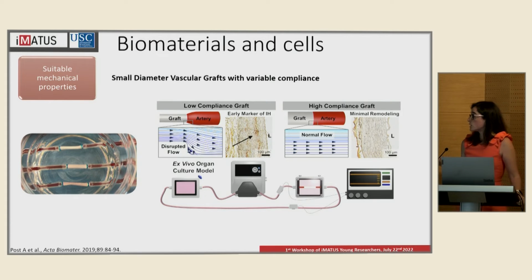So in order to check this mechanical behavior, we set up a bioreactor system in our lab. We have the media flowing. Here we have the graft and the arteries, where we are using porcine arteries. And then we just pump the flow. So hopefully this is going to work.